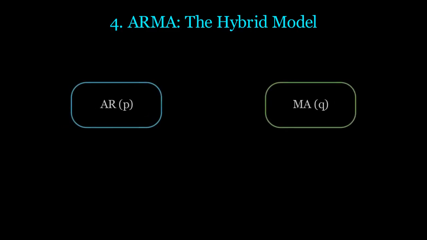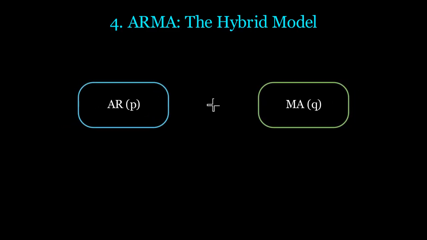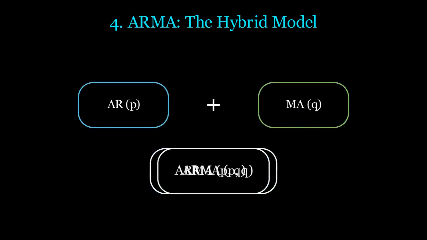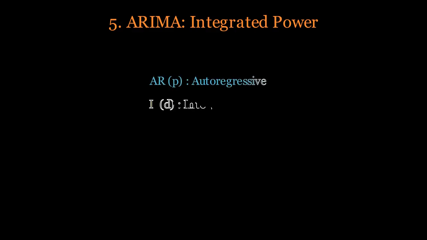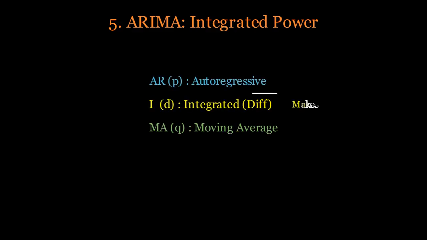What if your data has both momentum from the past and reacts to recent shocks? That's where ARMA comes in. The ARMA(p,q) model combines the autoregressive and moving average components. It is a powerful tool for stationary data. However, in the real world, data is rarely stationary. GDP growth, population, and stock indices often show clear trends or seasonal patterns that a simple ARMA model cannot handle alone. This brings us to ARIMA.